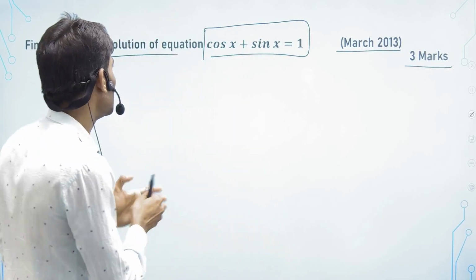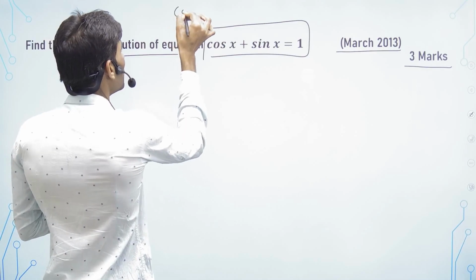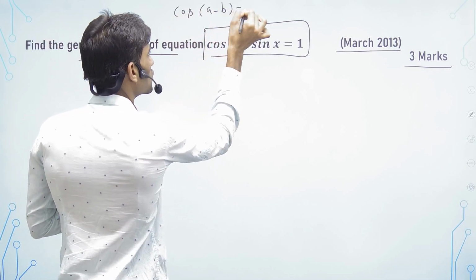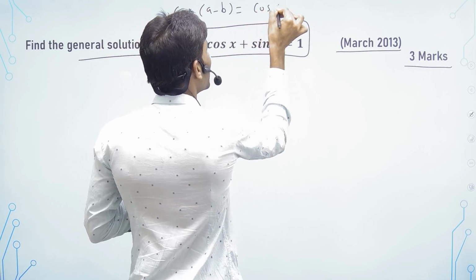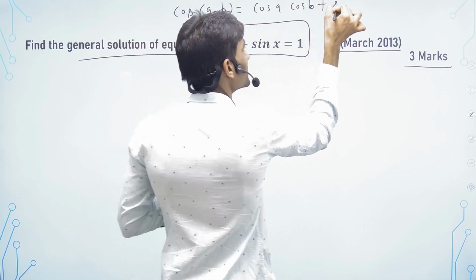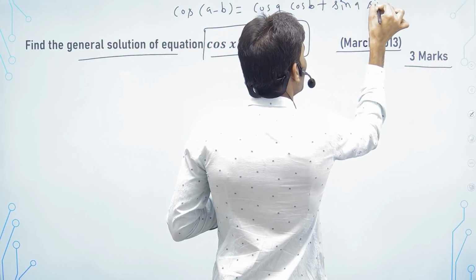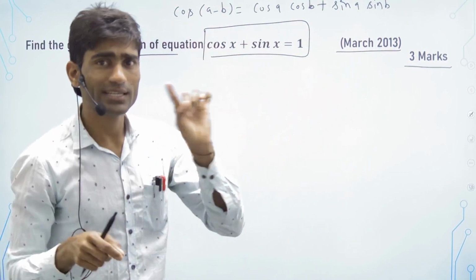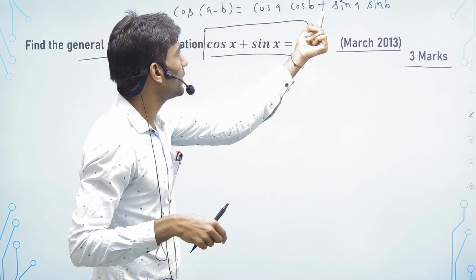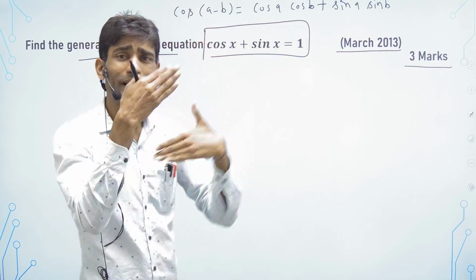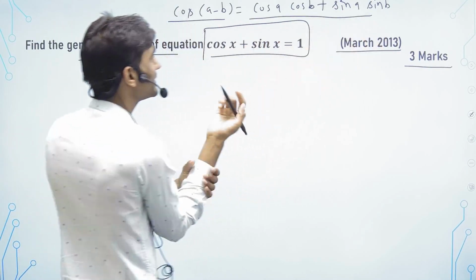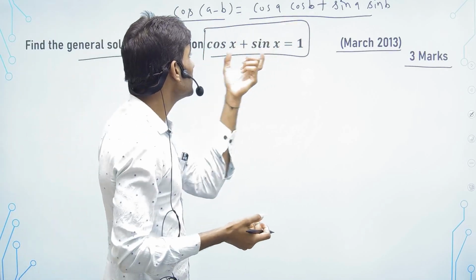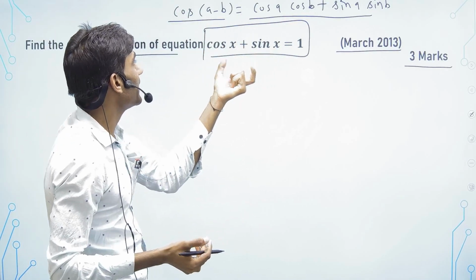As we know, cos of a minus b has the value cos plus sine sine. So if we have cos a cos b plus sin a sin b, that means cos of a minus b, which is equal to cos a cos b plus sin a sin b. So apply this result and try to transform our trigonometric identity here.